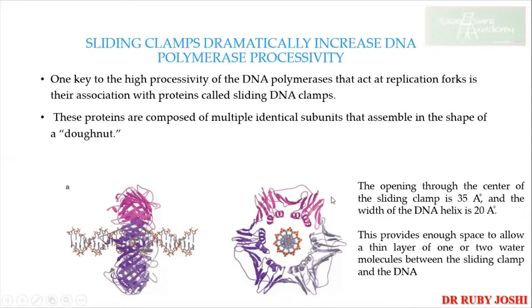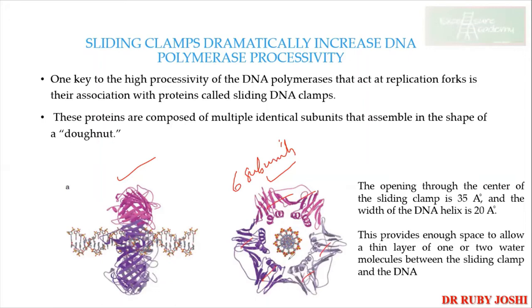They are made up of multiple identical subunits assembled in the shape of a donut. Can you see it over here? How many subunits are there? By looking at this figure, can you tell me the number of subunits required for the sliding clamp? Six, ma'am. Yes, very good. There are six subunits: 1, 2, 3, 4, 5, and 6.